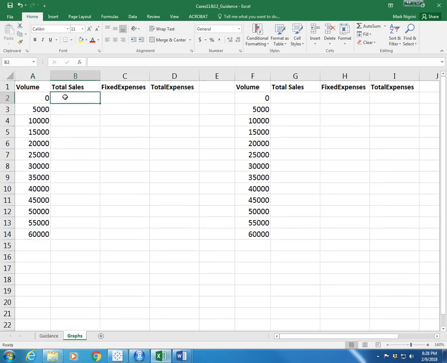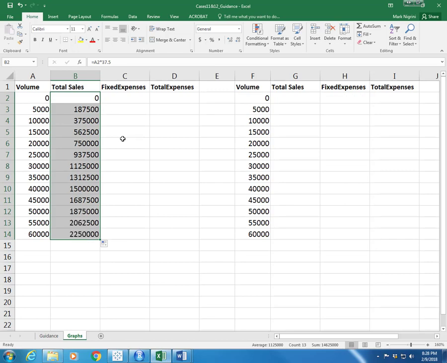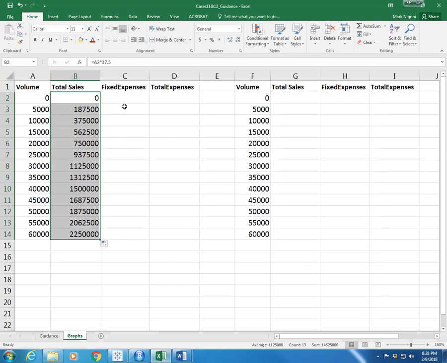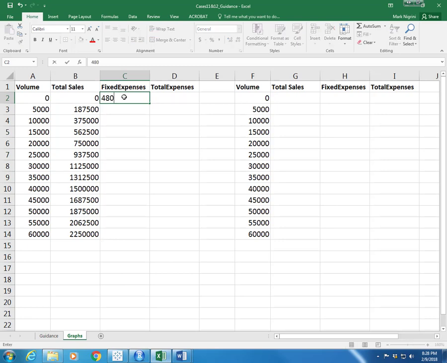Sales, I seem to remember that we're selling at $37.50 each. So total sales can equal this times 37.5. Sell nothing, make nothing. Copy this down. Now I have sales, which is at least one of those lines over there. If I go back here. Fixed expenses. Fixed is fixed. And so we're going to go fixed expenses. Looks like it's 480,000.